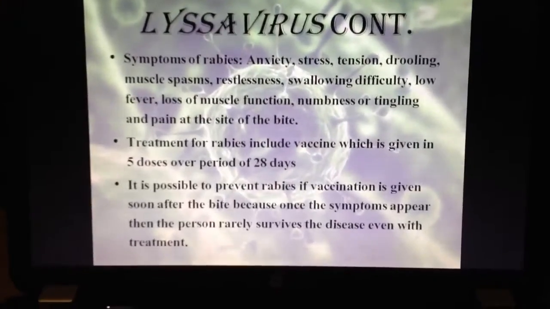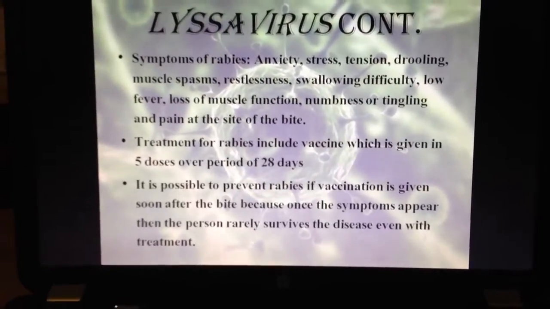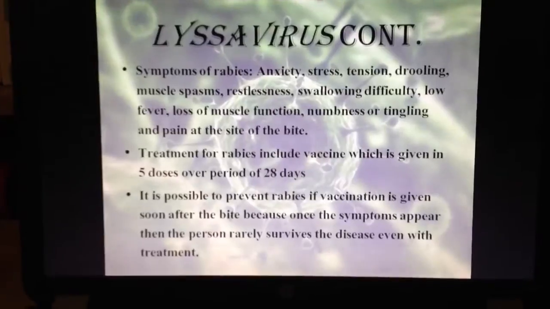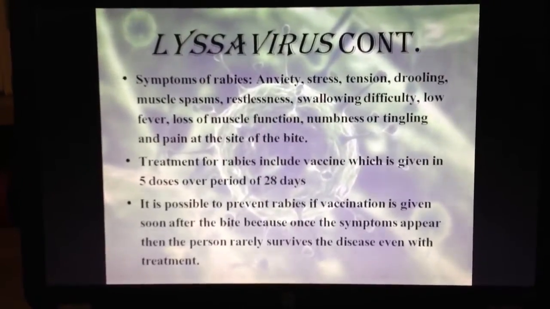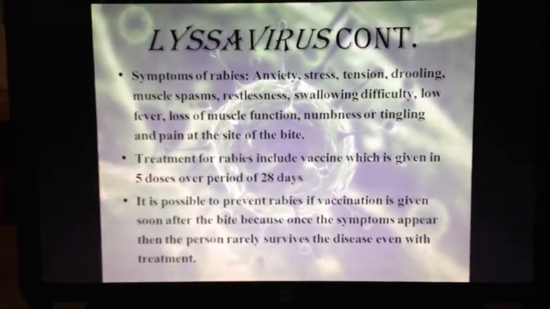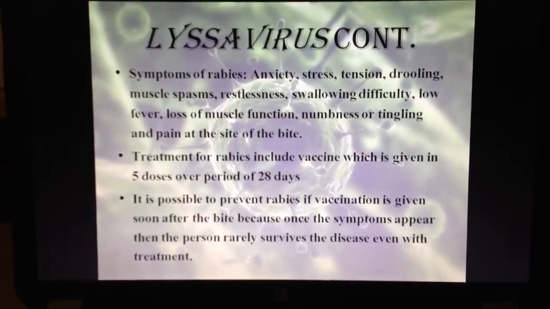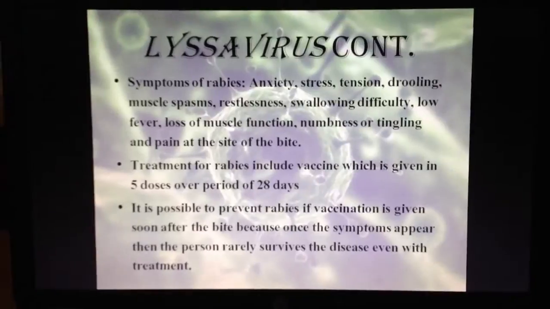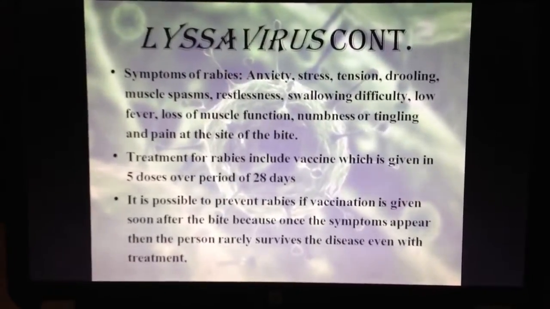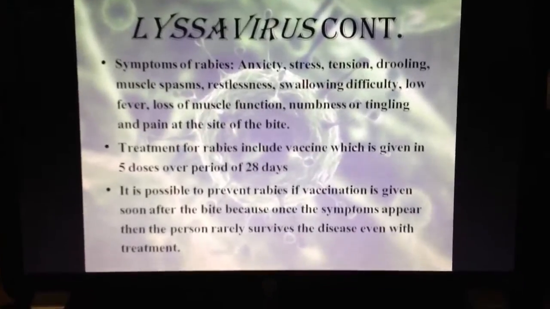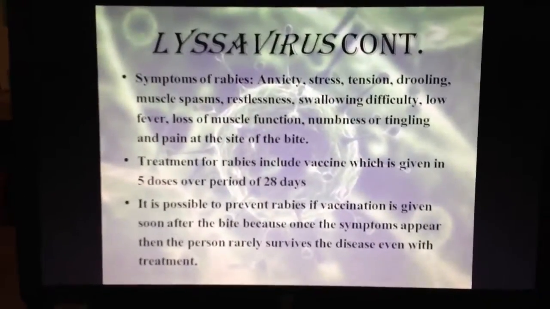The treatment for rabies includes a vaccine, which is given in 5 doses over a period of 28 days. It is possible to prevent rabies if vaccination is given soon after the bite, because once the symptoms appear, the person rarely survives the disease, even with treatment. So it ends up in death.